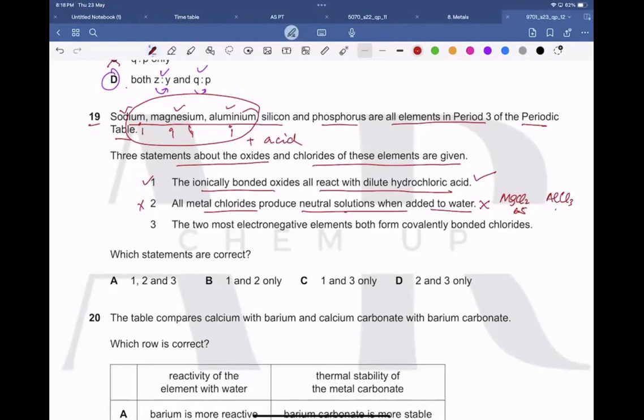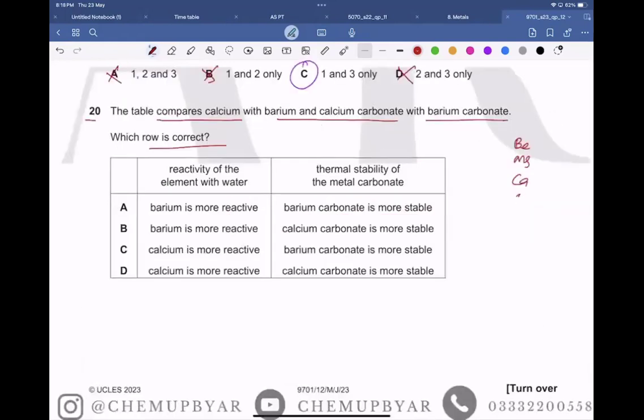Now question number 20. The table compares calcium with barium and calcium carbonate with barium carbonate, which row is correct? Reactivity of elements. So if you see in the periodic table, we have beryllium, magnesium, calcium, strontium, barium. So down the group reactivity increases. So barium is going to be more reactive. So A and B statements are correct and C and D are wrong.